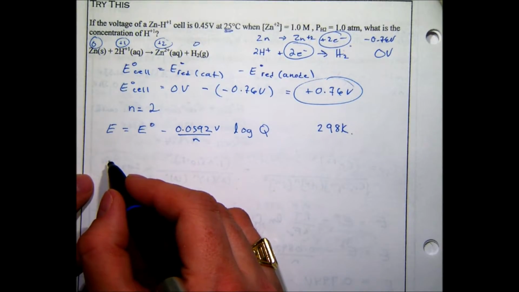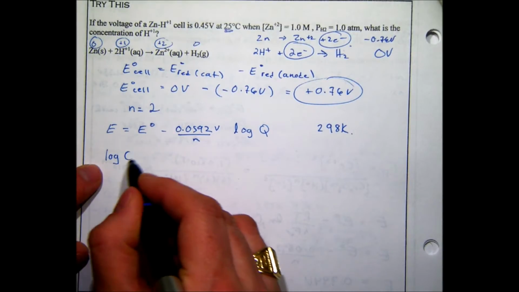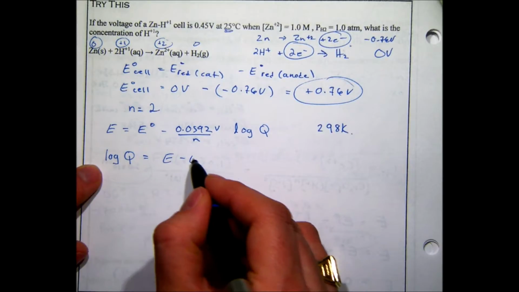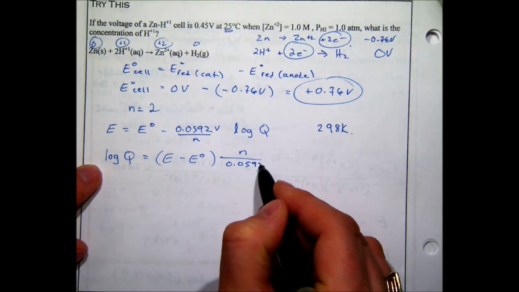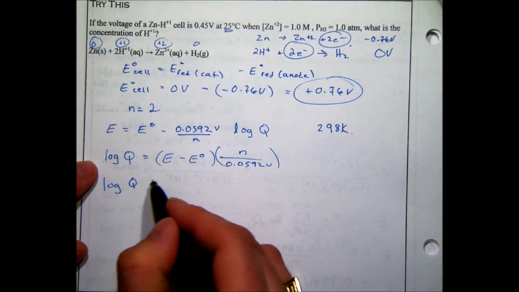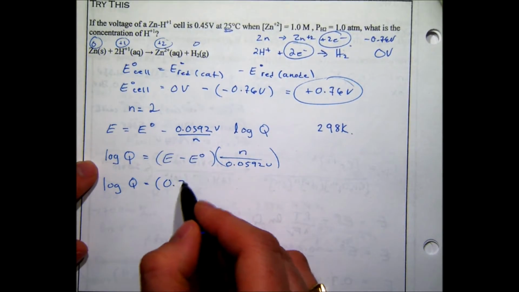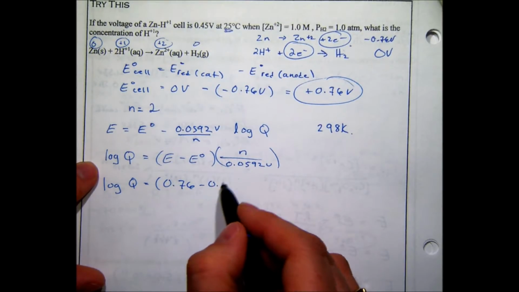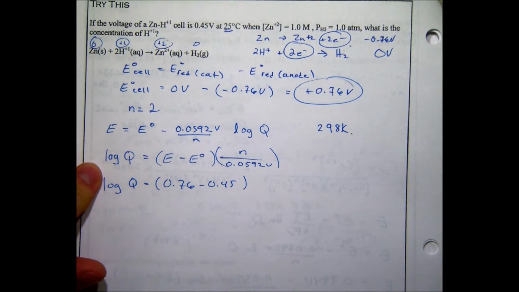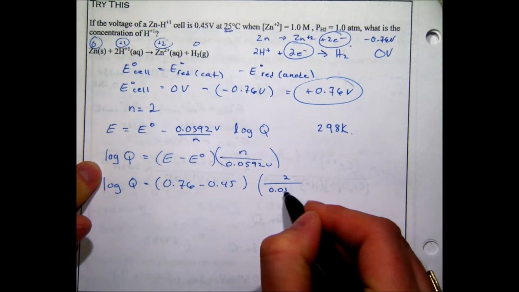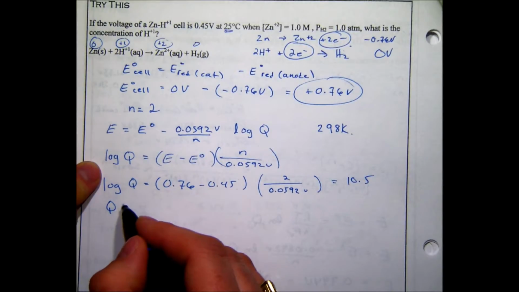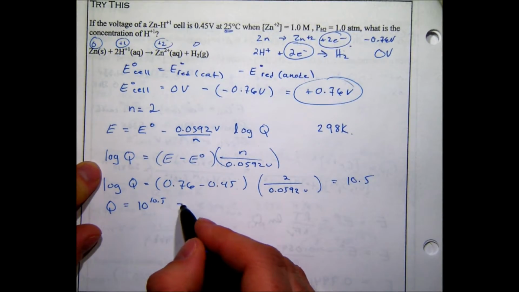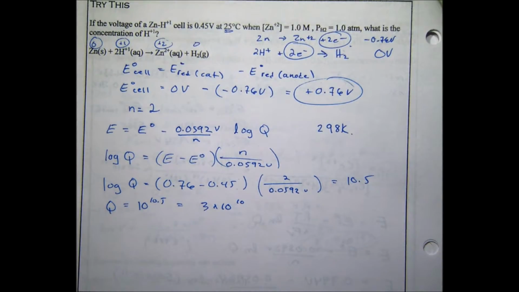So we're basically going to rearrange this and solve for the log of Q. So log Q is equal to E minus E0 and N over 0.0592, which is equal to 0.76. So we can go through and calculate our Q value.